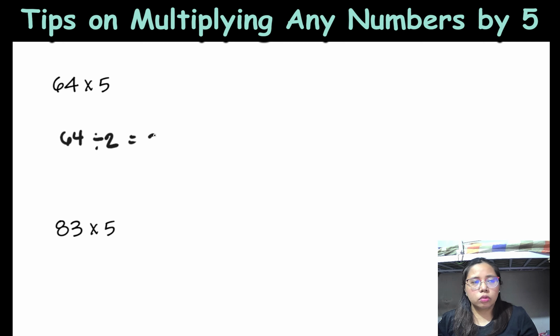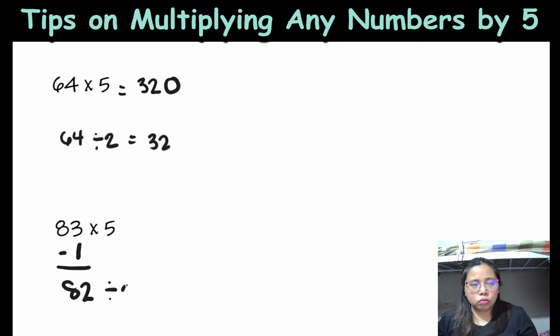Okay. Next example, ito naman, odd number. Okay, so we have 83 times 5. Okay, so to get that, we minus 1. So we'll get 82. And then divided by 2 and we get 41. Okay. So, kunin natin yung 41 dito, and because this is an odd number, yung given natin is an odd number, mag-a-add lang tayo ng 5 sa dulo. So, 83 times 5 is equivalent to 415.